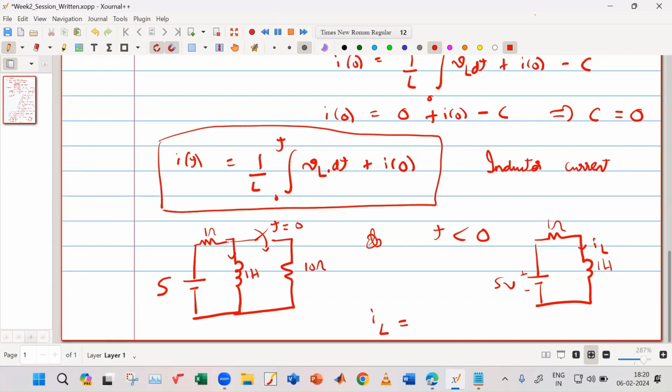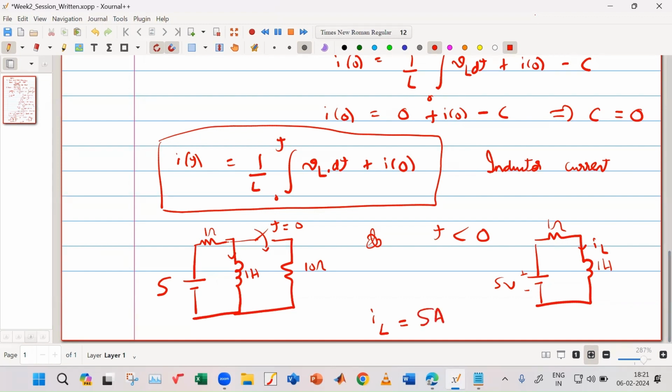What happens is, when t is less than 0, assume it was in steady state. If it was in steady state, this inductor acts like a short circuit. So if steady state, then the inductor behaves as a short circuit, so the current is 5 ampere. So the current is 5 ampere, right?